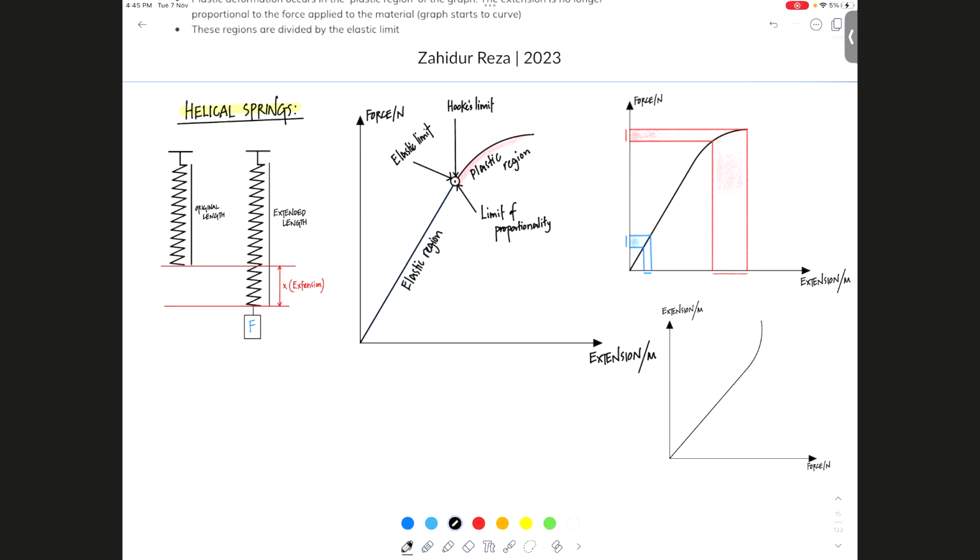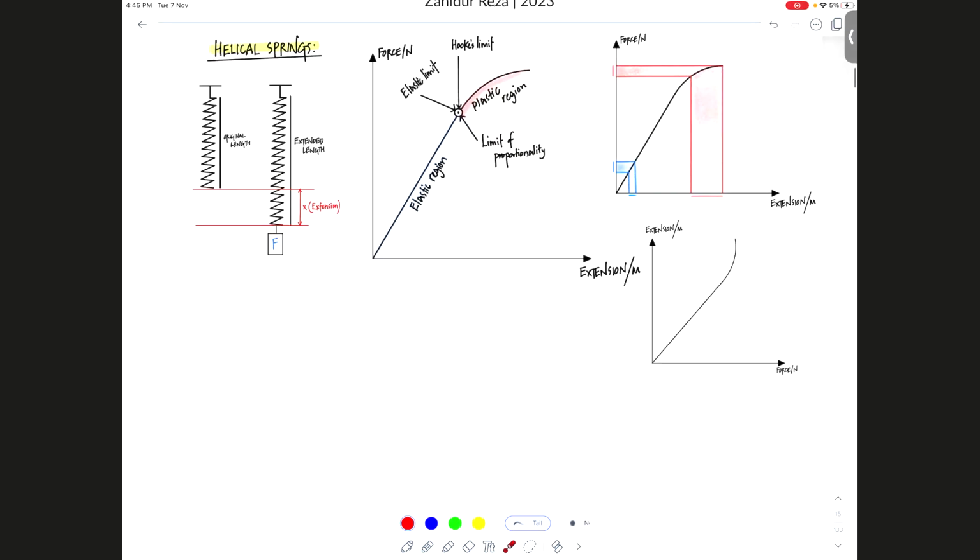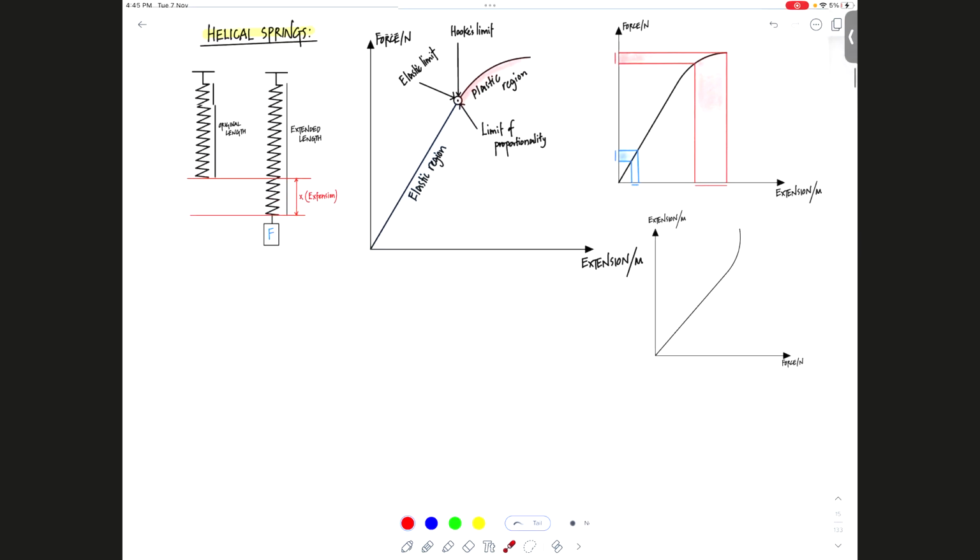Does the area under the graph give us work done? We will learn that. Entirely work done, the area under the graph gives us elastic potential energy or elastic strain energy. We have a class just dedicated to energy because the topic of energy is important. Right, so let's move on.